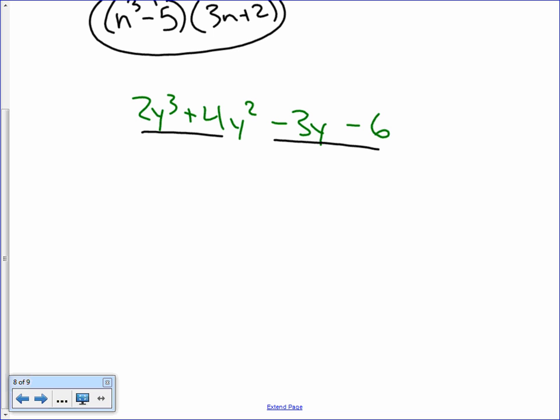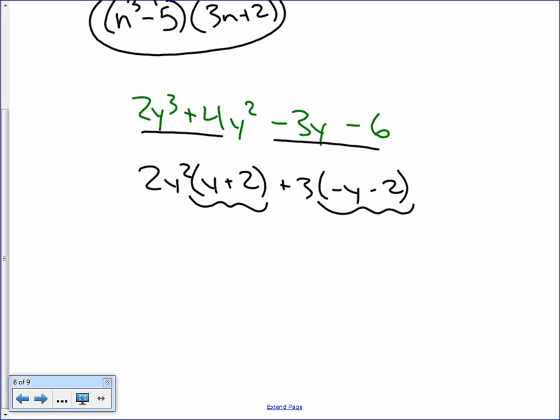So once again, factor these by greatest common factor. I got a 2y squared, and then a y plus 2. And let's factor out 3, so that'll be a negative y minus 2. And once again, these two are almost the same, just the signs are different. So let's make this 3 a negative. And that'll cause this to be a positive, that to be a positive. Now I can bring those in front together. 2y to the second minus 3 times y plus 2.